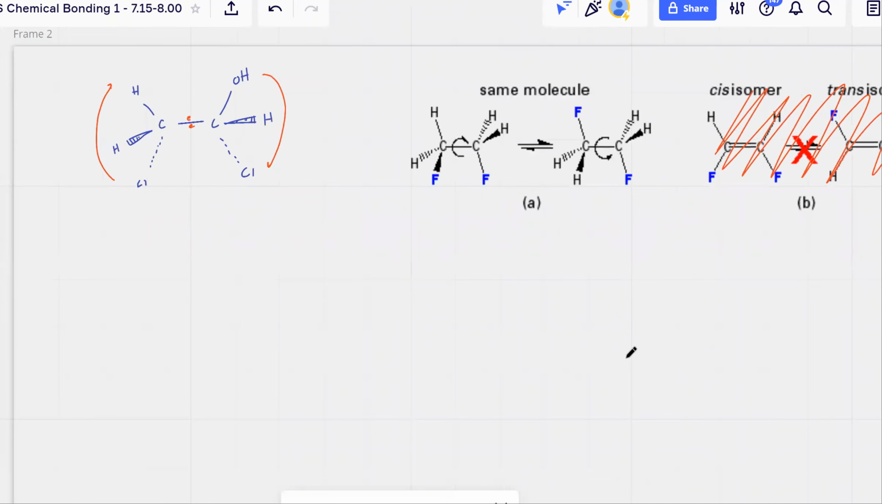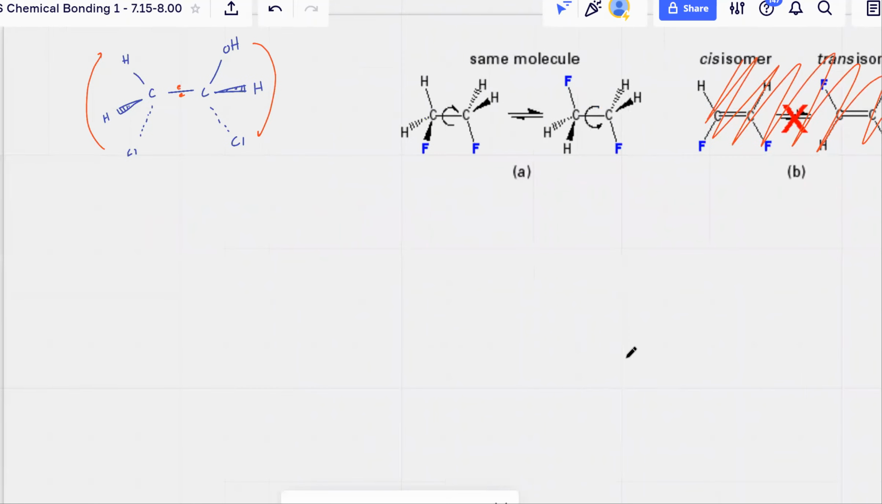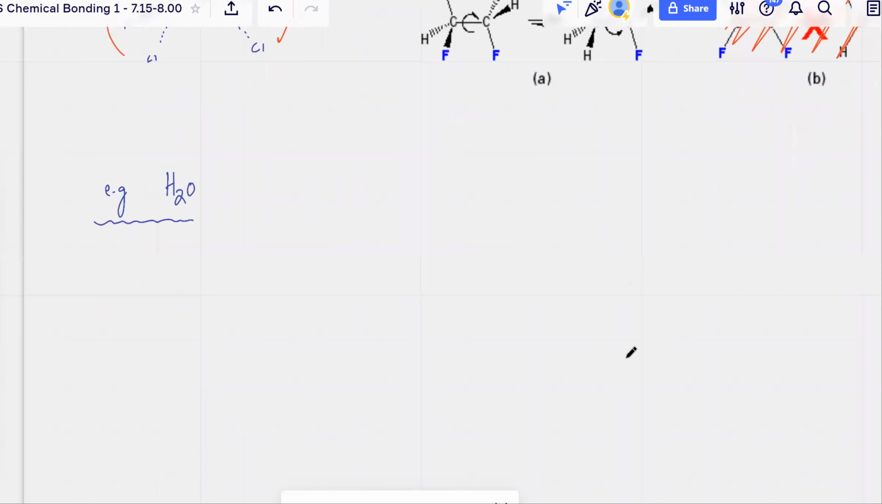Those are the properties of a sigma bond. We're going to do some more examples. Remember, whenever a single bond is formed, that's a sigma bond. So let's figure out how water molecules are going to bond. An example is H2O. Let's try and draw how those sigma bonds are formed. H2O has single bonds, so both of them are sigma bonds.